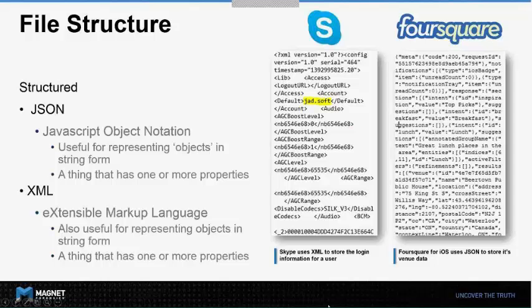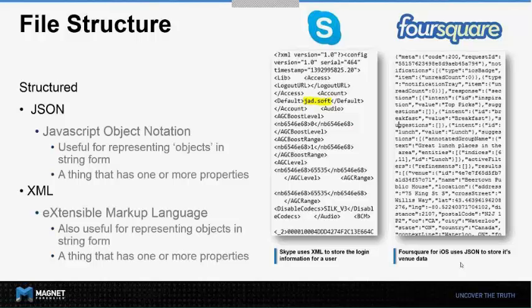Looking at more complex data structures, structured storage such as JSON. JSON stands for JavaScript Object Notation, and it's useful for representing objects in string form. Objects is a very generic word, but it really represents something that has properties. For example, you can see Foursquare on the right-hand side here, this is Foursquare for iOS, and they use JSON to store its venue data.